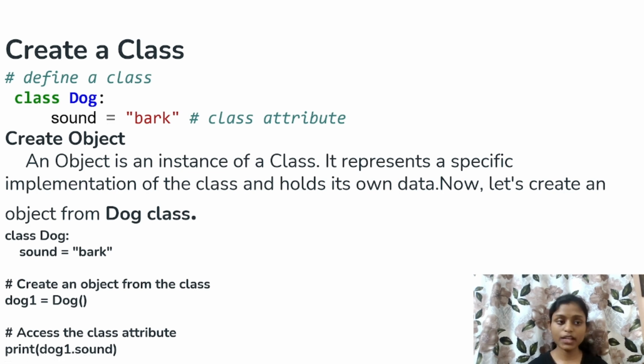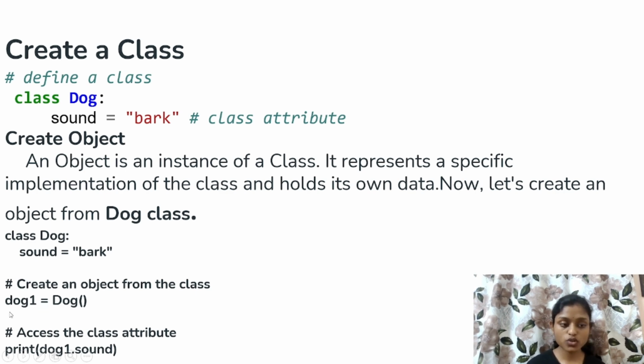Next, let us create an object. An object is an instance of a class. It represents a specific implementation of a class and holds its own data. Now let's create an object from the dog class. I already created a class with the name dog and an attribute, which is also called a variable. And now I created the dog1 object, which is created for the class dog.